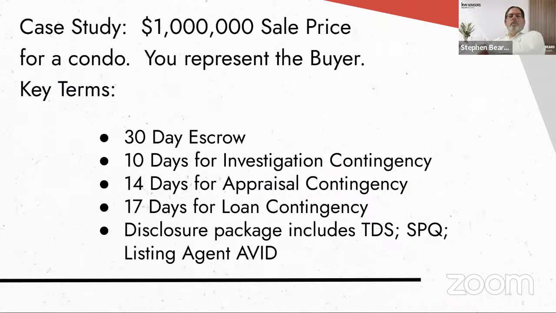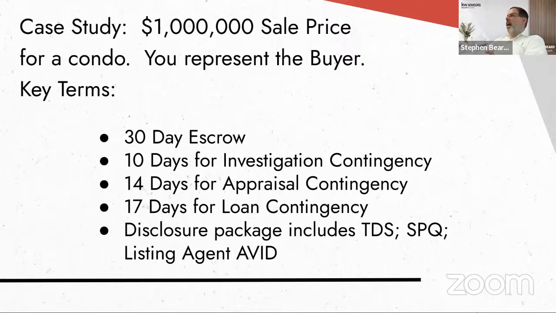We have a $1 million sale price for a condo. We've gotten a disclosure package that has a TDS, SPQ, and a listing agent AVID. What's missing that is legally required? I'm talking about disclosure documents. We have the TDS. Yes, natural hazard disclosure is legally required. That's one thing missing.